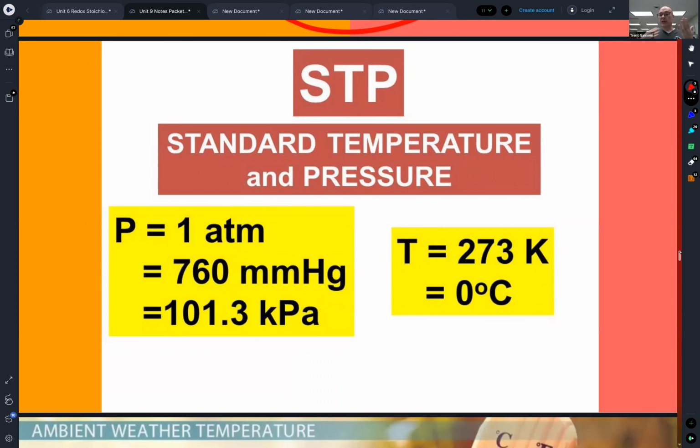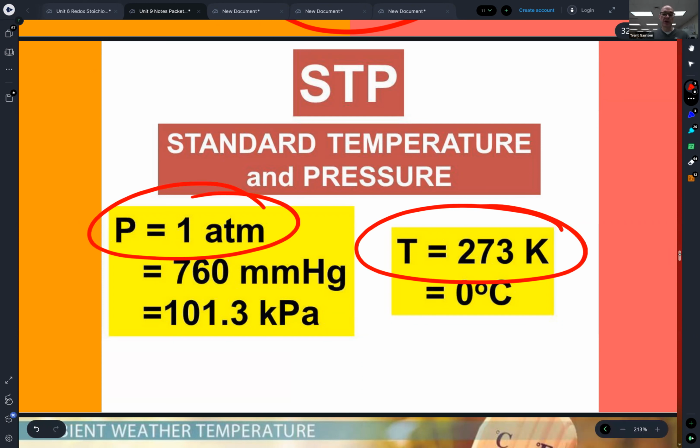They could forego giving you any specific data and just say the measurements are taken at STP. We need to be aware that that means the pressure is 1 atmosphere and the temperature is 273 Kelvin. It's just a shorthand way of saying these are what the temperature and pressure were measured at in the laboratory.